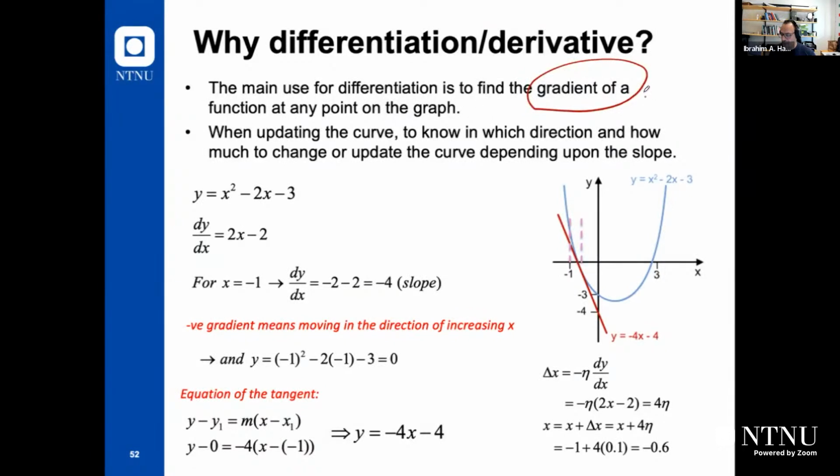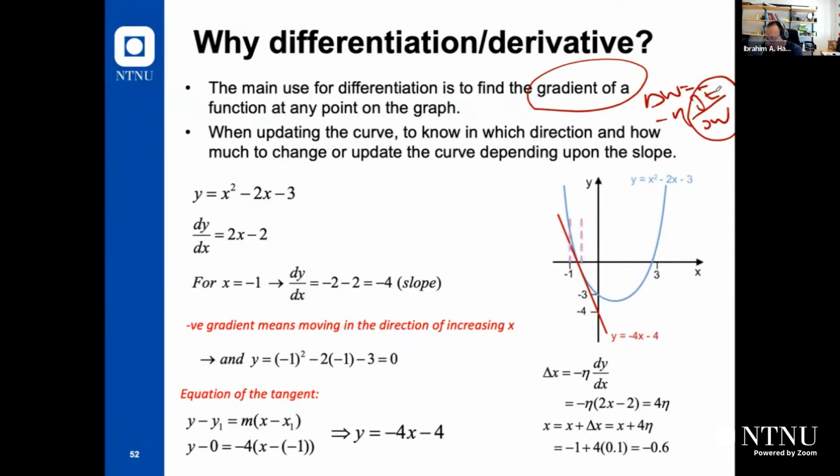Because we need to find delta omega. Delta omega is minus eta multiplied by partial E by partial omega, which is the derivative. So this function should be differentiable. Otherwise, we will not be able to calculate delta omega. When updating the curve, we need to know in which direction and how much to update depending on the slope.